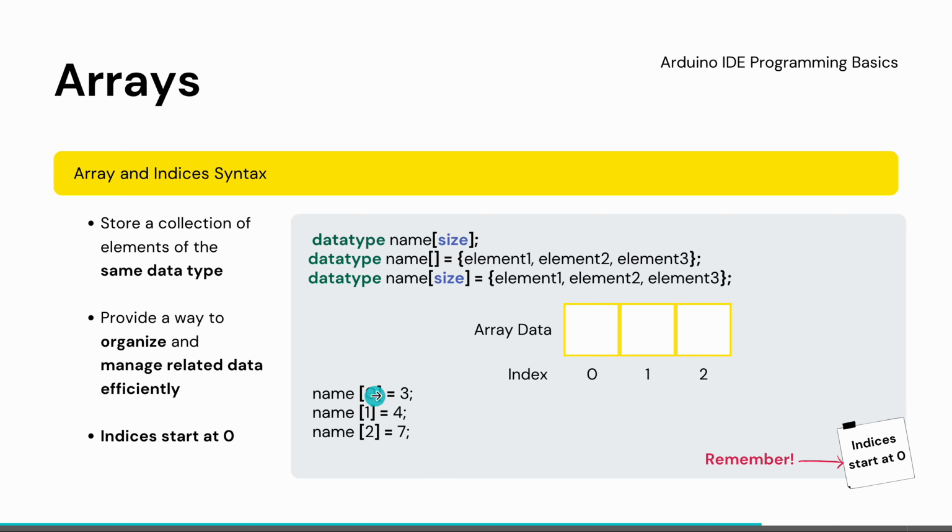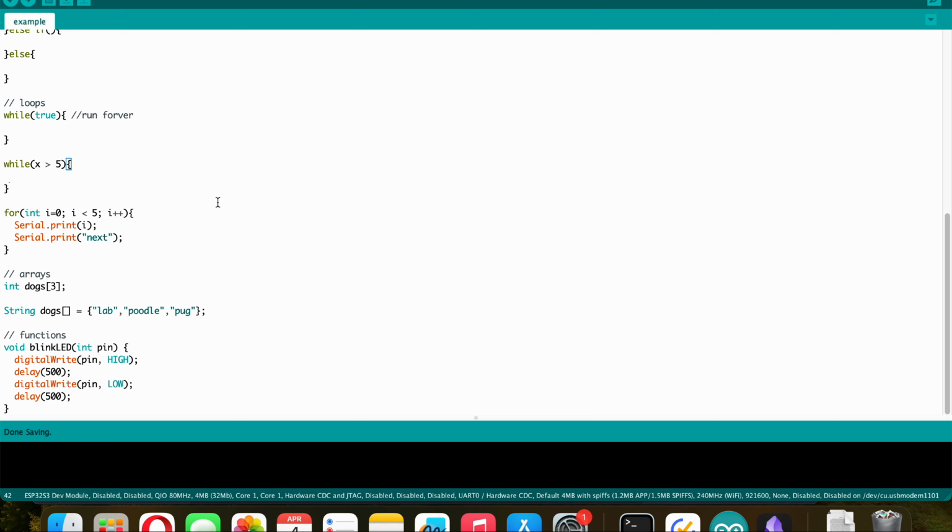So name at index 0, we're going to store 3. So there we go, got our 3. Now name at index 1, we're going to store 4, and name at index 2, we're going to store 7. So that's how arrays work. Let's go into some examples though to dive a little bit deeper.